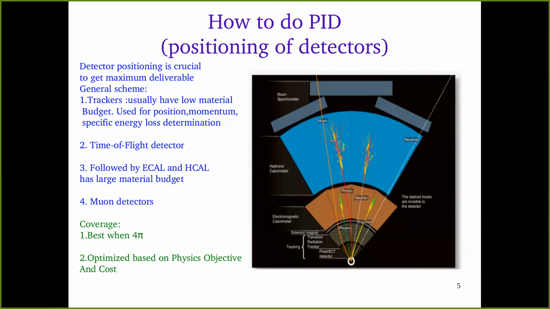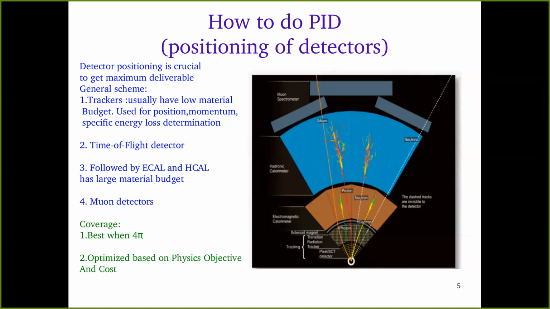And also about the coverage: everyone who proposes or designs an experiment has the best wish to design it to cover the 4 pi solid angle around the collision vertex. But this is not always possible because of budget; when you design or propose the experiment, you also have to keep the cost in mind. So you have to compromise, or rather optimize, between your physics objective and cost effectiveness. This way you design your detector.